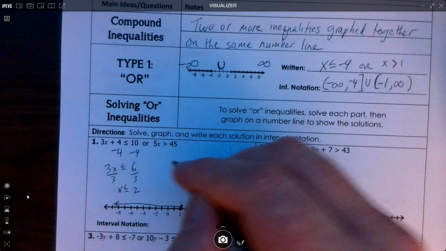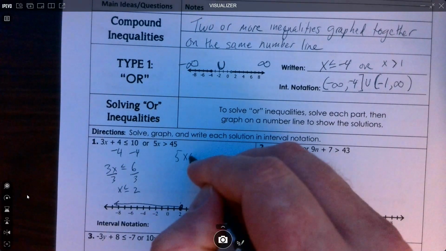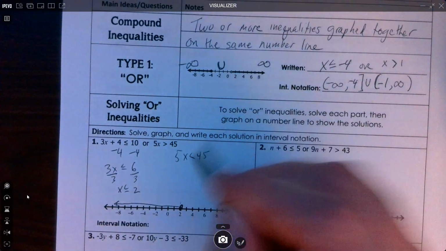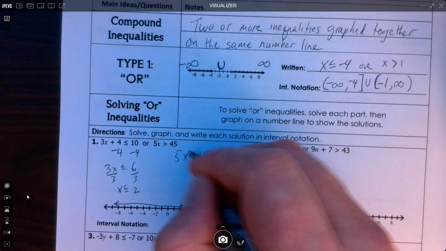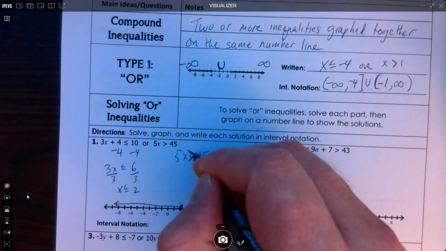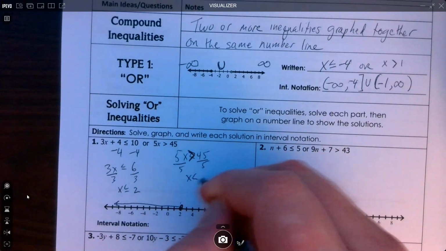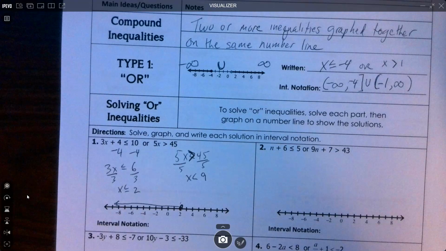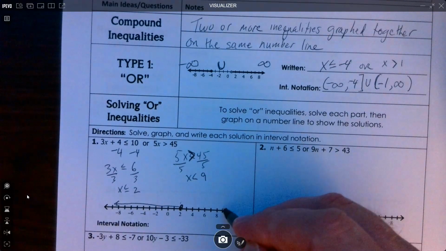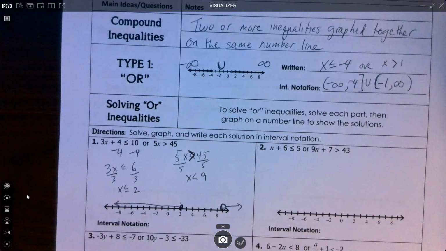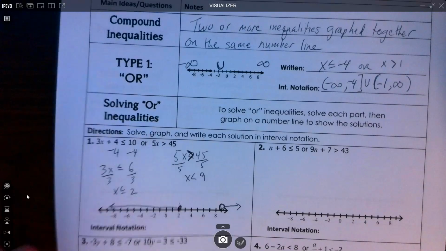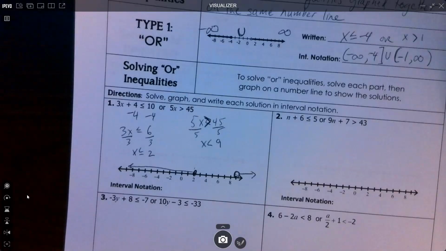Okay, let's solve this one. 5x is greater than 45. Excuse me, greater than, I put less than. Let's fix that. Divide by 5. x is greater than 9. So 9 is right over here, barely on here, and we're open dotting that. And we're going to the left, or excuse me, to the right.